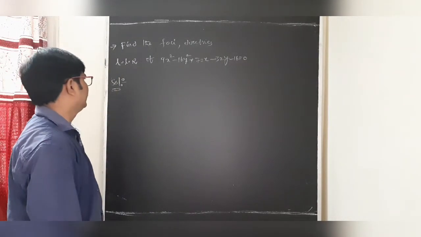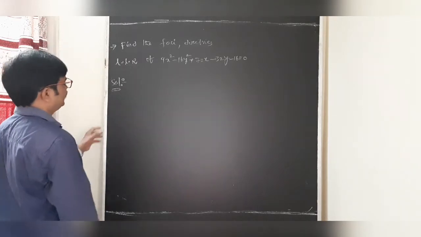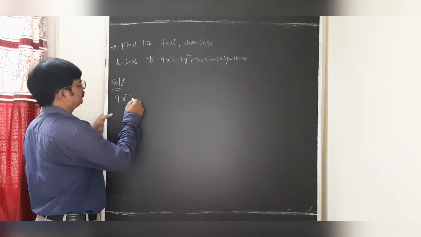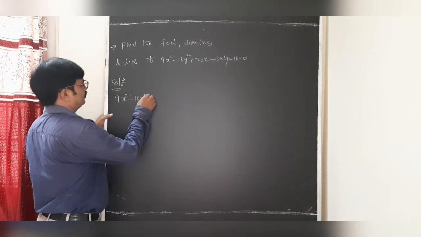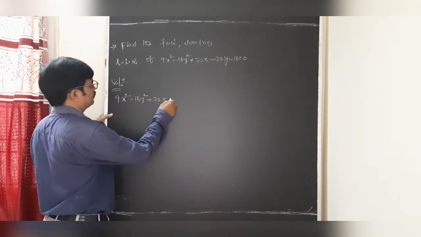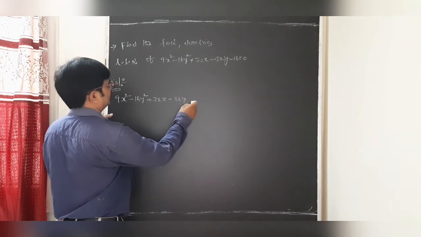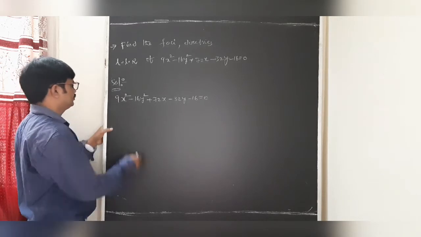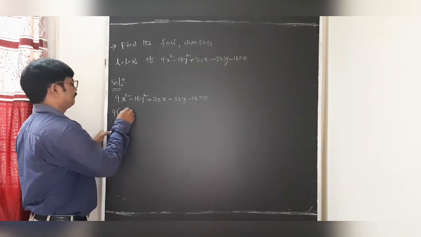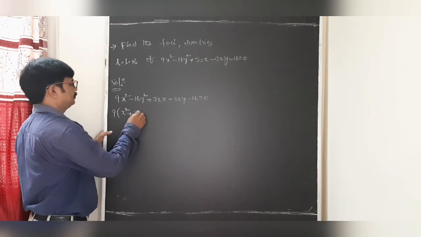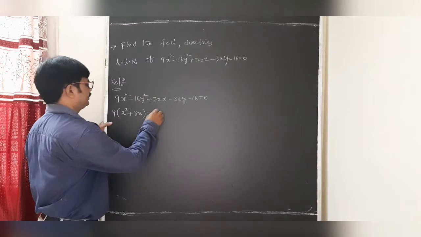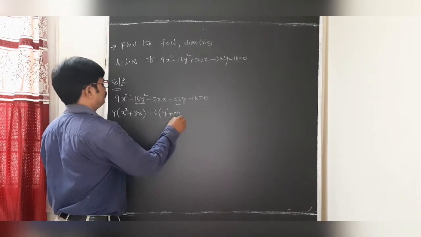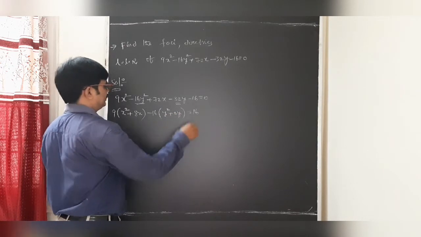Now students, find the foci, directrix and latus rectum of the equation. Right, now students, the given equation we can write in various forms: 9x square minus 16y square plus 72x minus 32y minus 16 equal to 0. Dear students, 9 is common for x square, and now we take 16 from the y terms: y square plus 2y equal to 16.